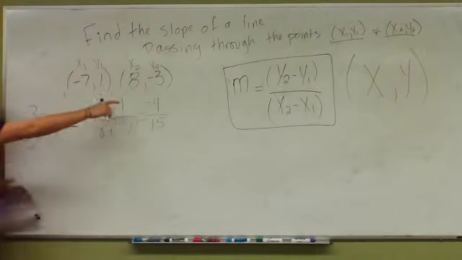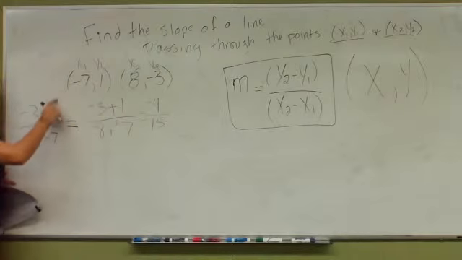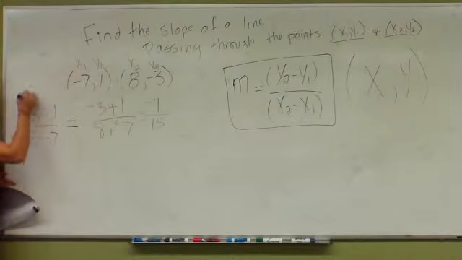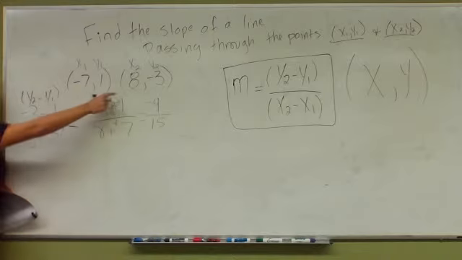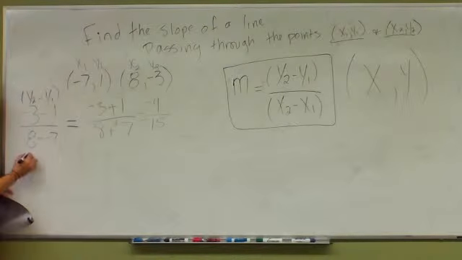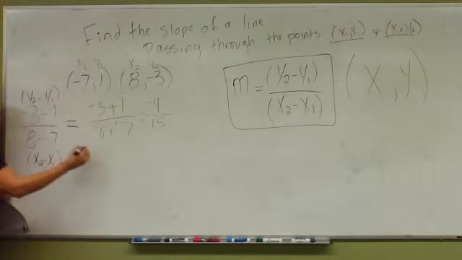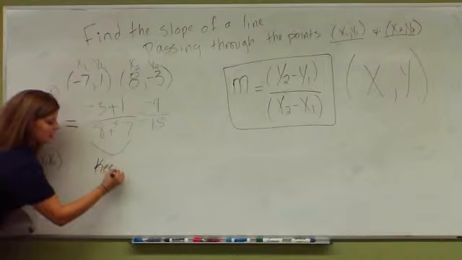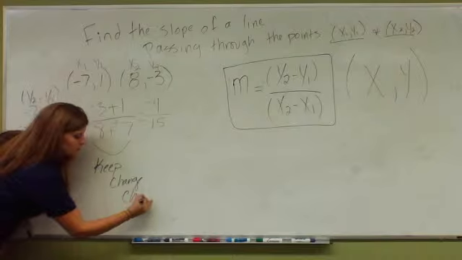So we plug in a negative 3 minus a positive 1. This is y2 minus y1. That's what's actually right here. Then he plugged in a positive 8 minus a negative 7. Now this stage is keep, change, change.